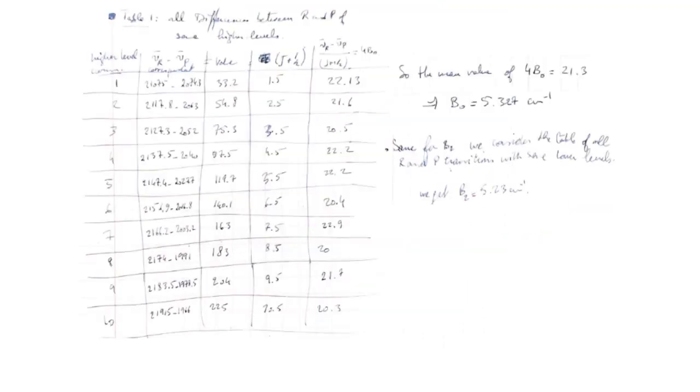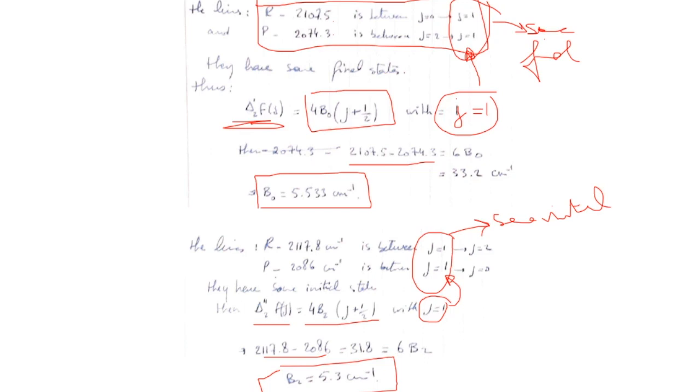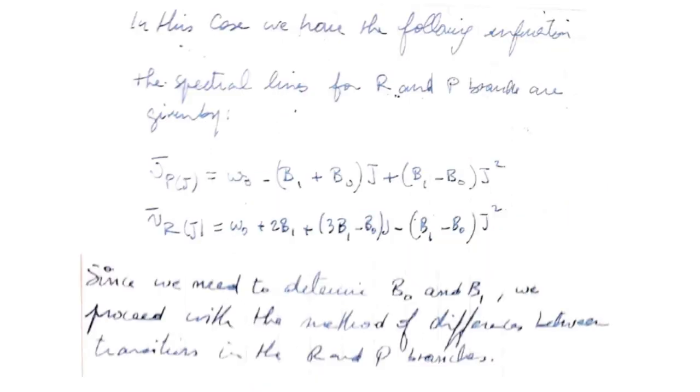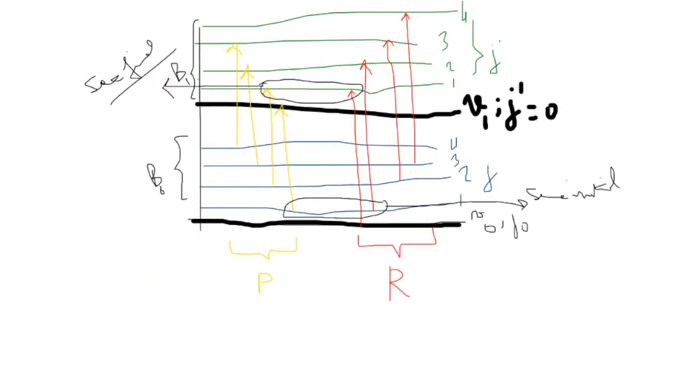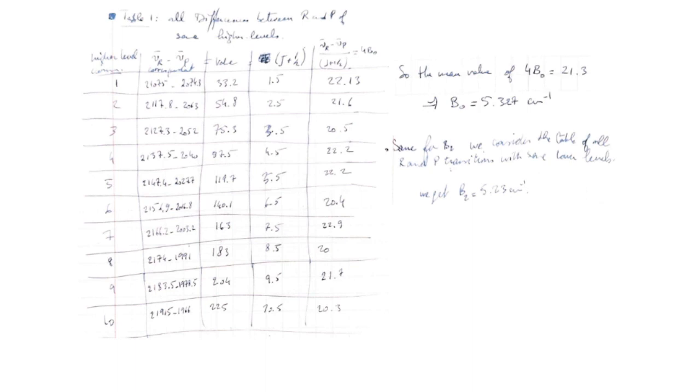But the thing is, you have got a lot of lines. Look, there are a lot of lines that actually could be of the same final and initial state. So what should I do then? Which ones should I take to get B0 and B1 or B2? Well, the method that we use is you actually go through all the lines that have the same higher level.